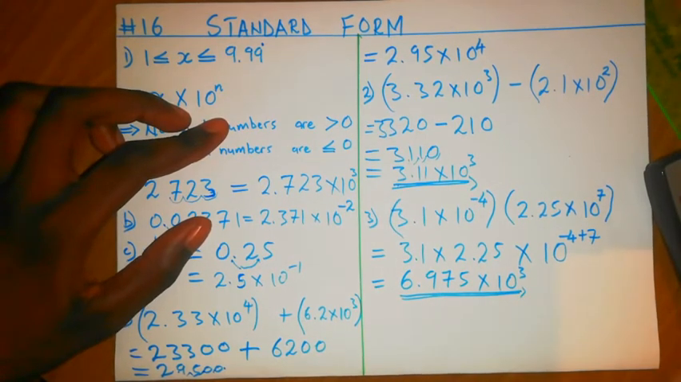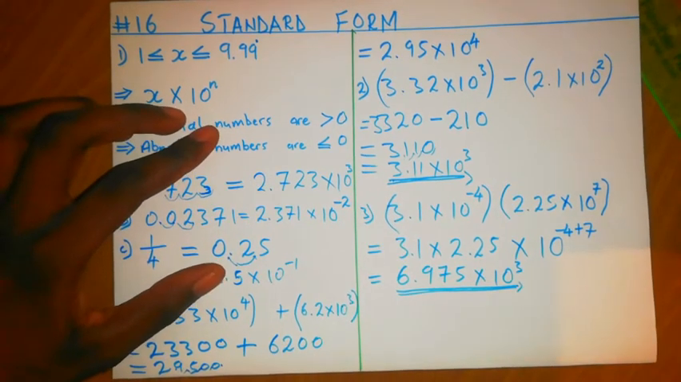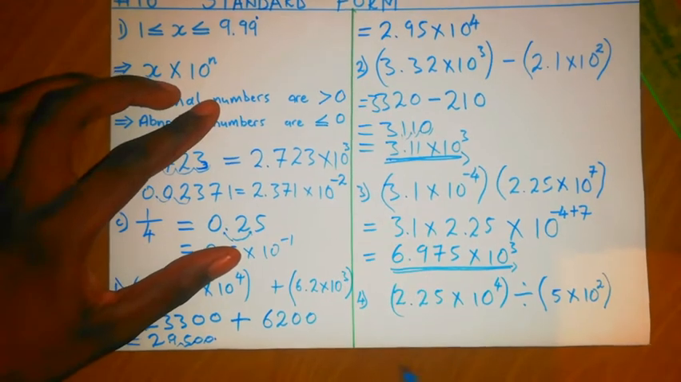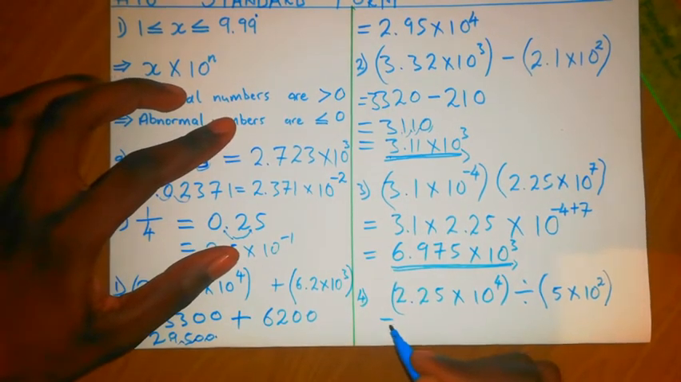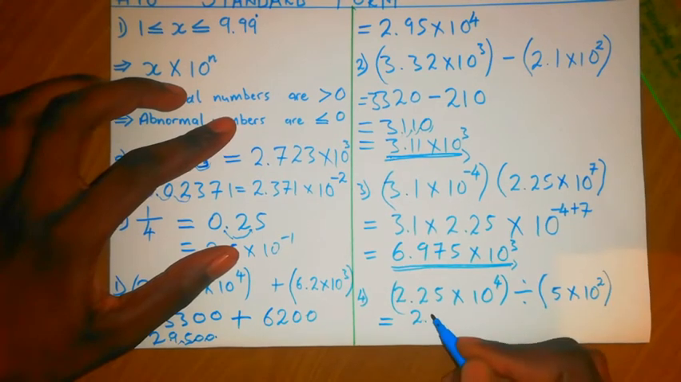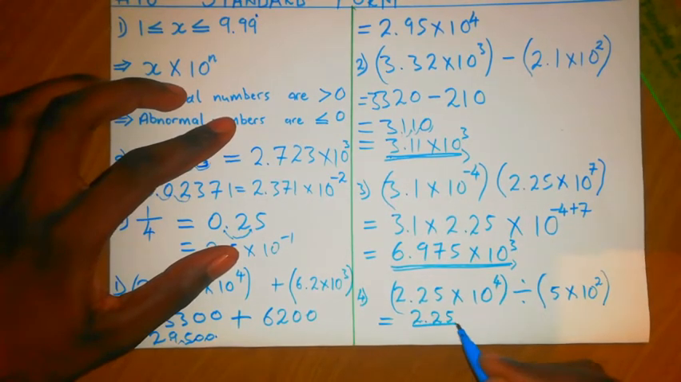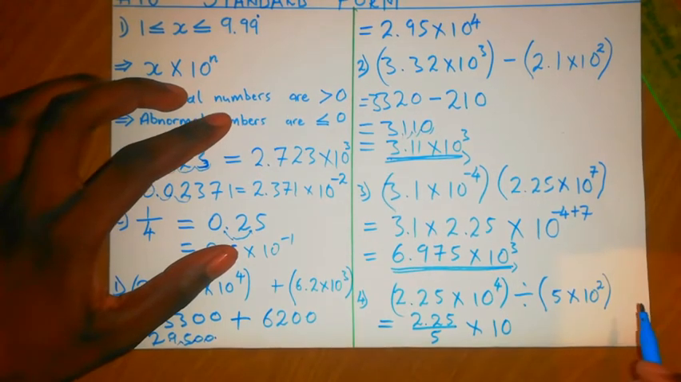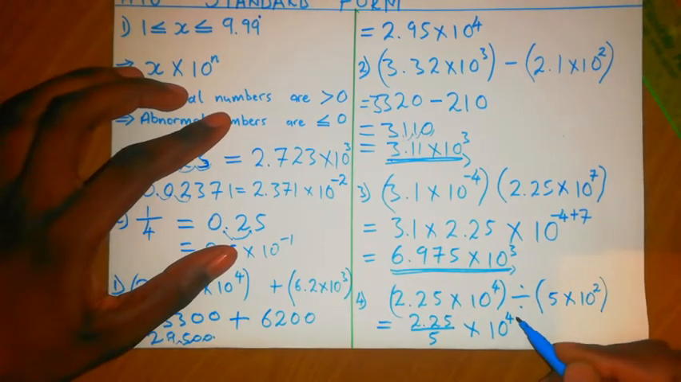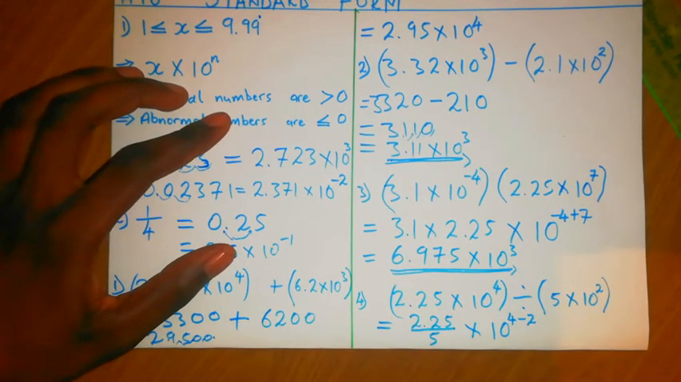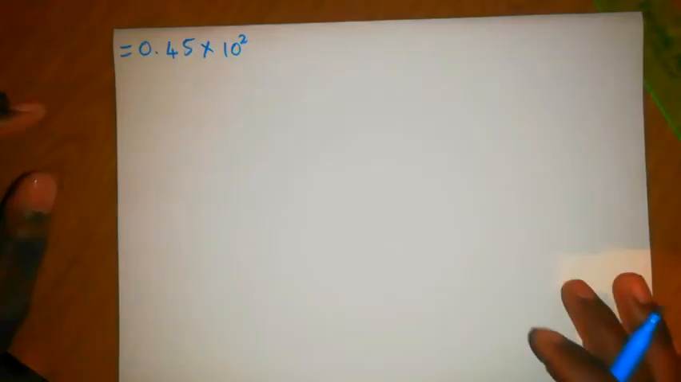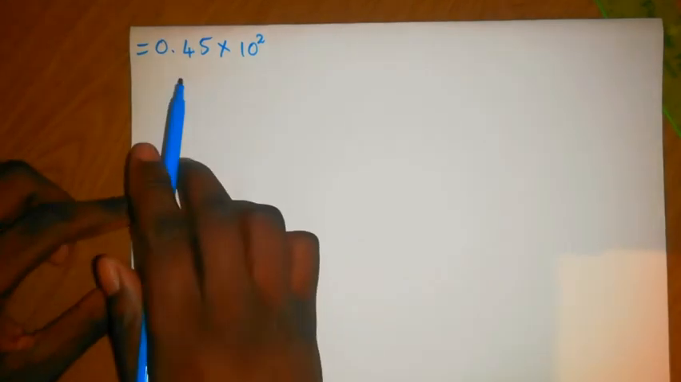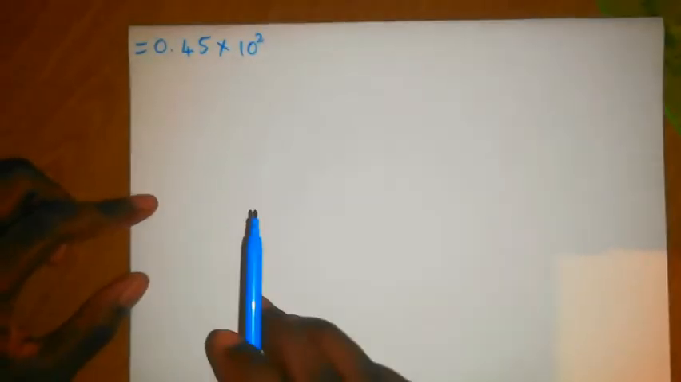I'll be done there. Let me give you an example for division. So here, if I'm doing division, it's going to be the same again. So it's 2.25 divided by 5. Then I'll say times 10. Then I'll apply my laws of indices. According to the laws of indices, if I'm dividing, I do what? I subtract my powers. So it's going to be 4 minus 2 there. I'll then divide that one. After dividing that number, I obtained 0.45 times 10 to the power 2.